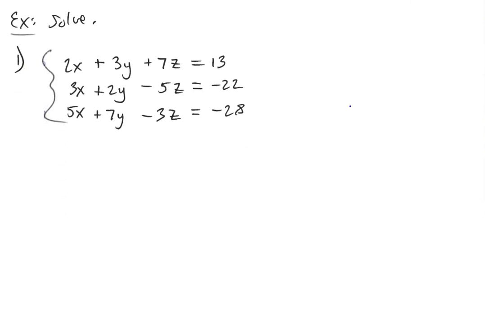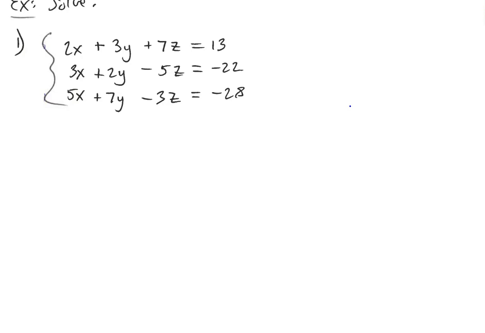The first example says to solve, and the system is given with 3 equations. The first is 2x plus 3y plus 7z equals 13. The second is 3x plus 2y minus 5z equals negative 22. And the third is 5x plus 7y minus 3z equals negative 28.